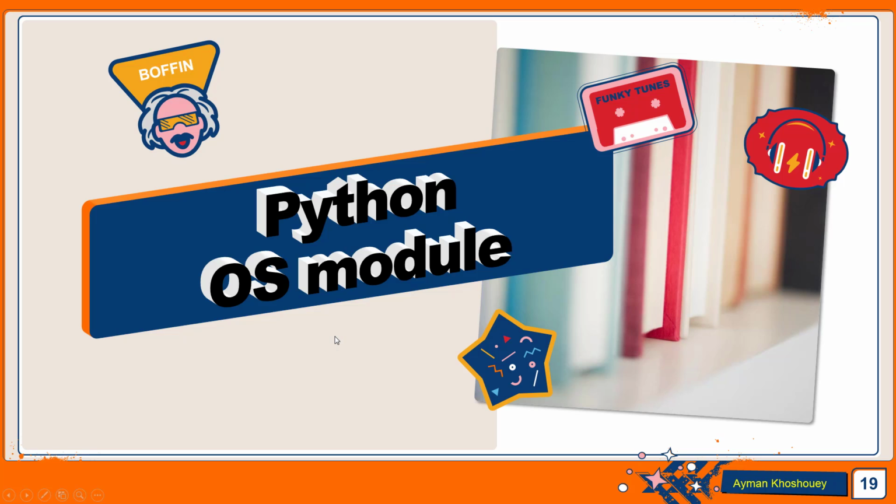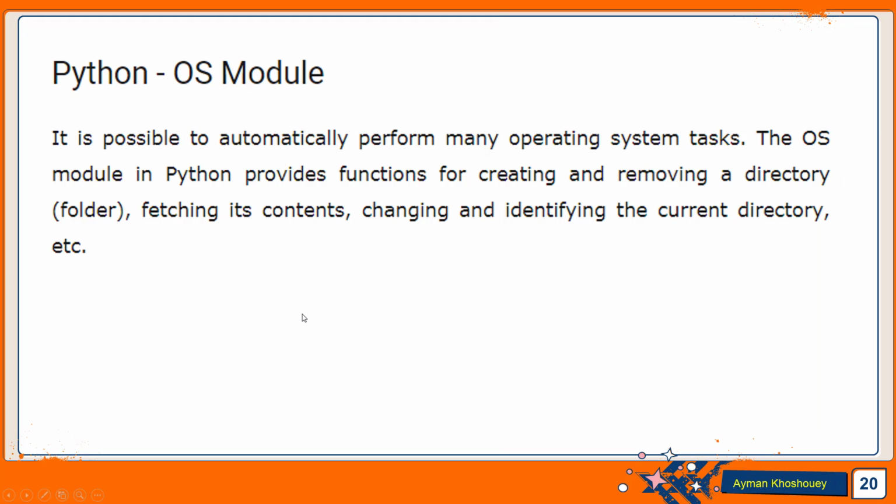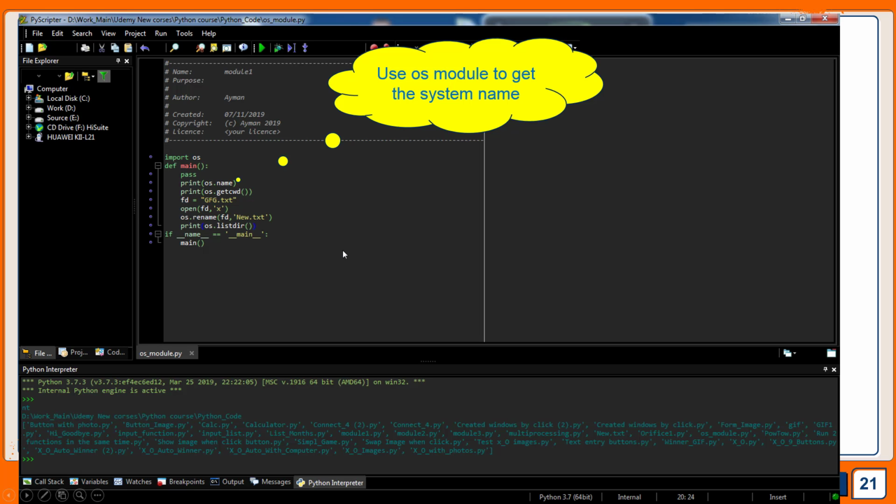Now we will talk about the Python OS module. It is important. It makes it possible to automatically perform many operating system tasks. The OS module in Python provides functions for creating and removing a directory, or folder, fetching its contents, changing and identifying the current directory, and so on. We have here an example. Use the OS module to get the system name.